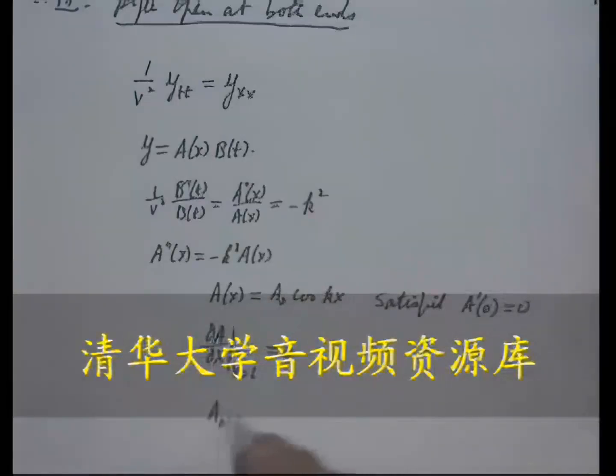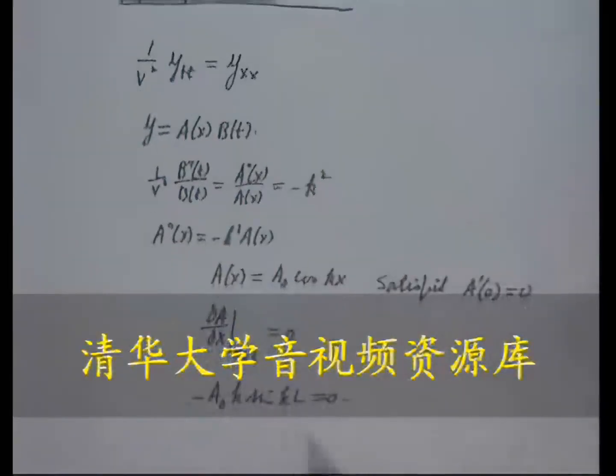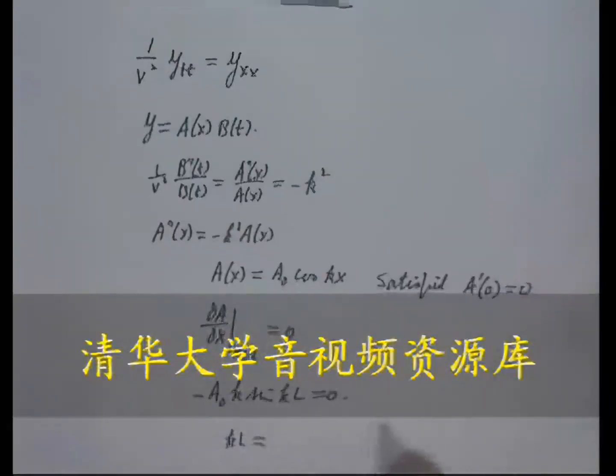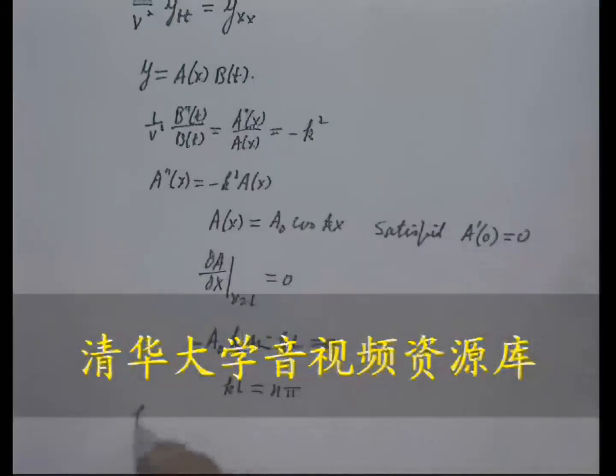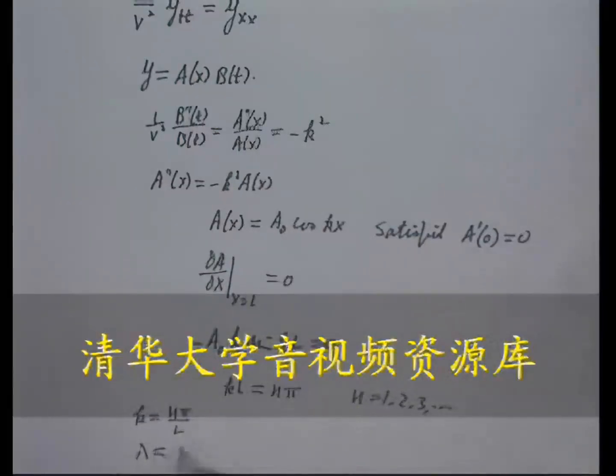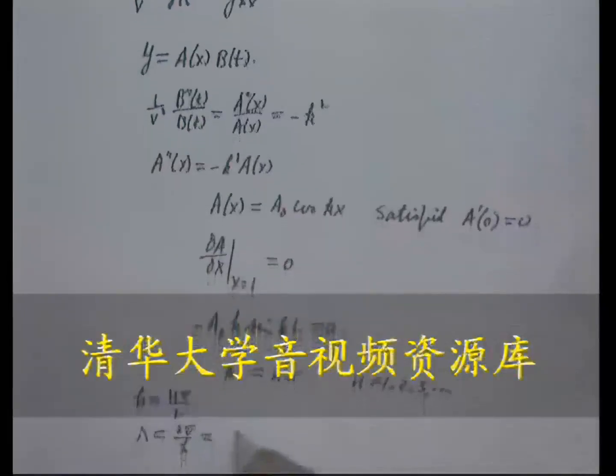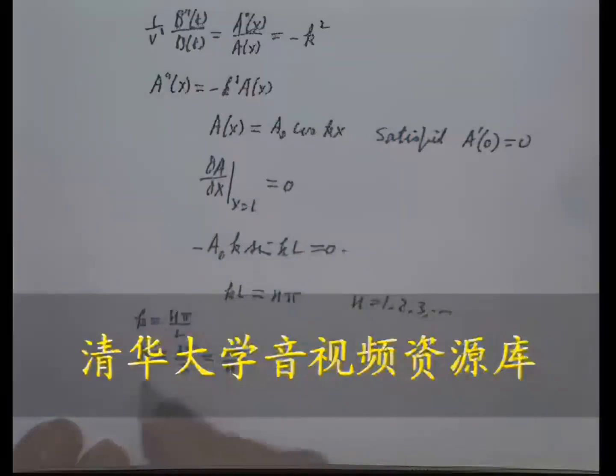That means minus A0 k sine of kL is equal to 0. So kL is equal to n pi. That means k is equal to n pi over L, n is equal to 1, 2, and so on. Lambda is equal to 2 pi over k, which is equal to 2L over n. The frequency is equal to nv over 2L.